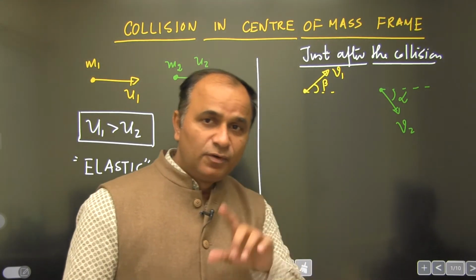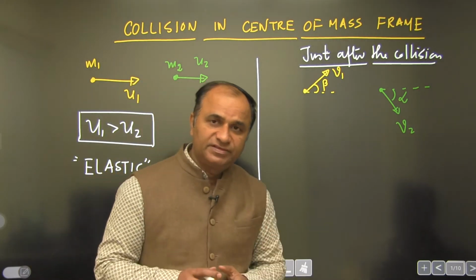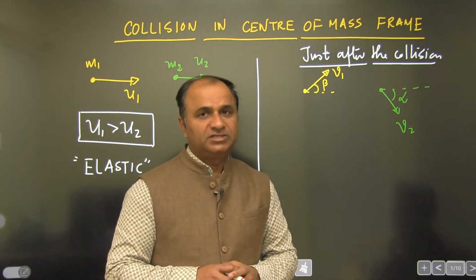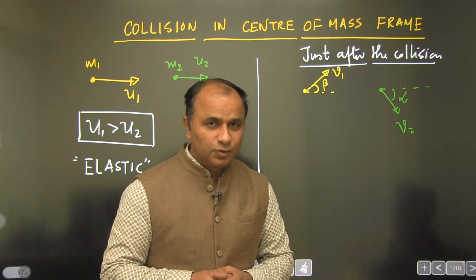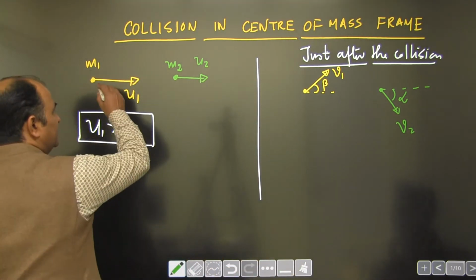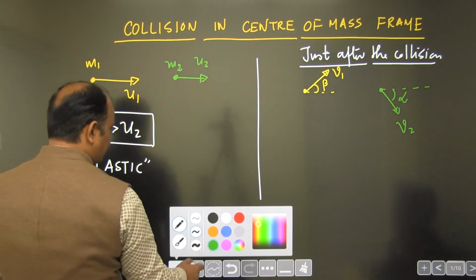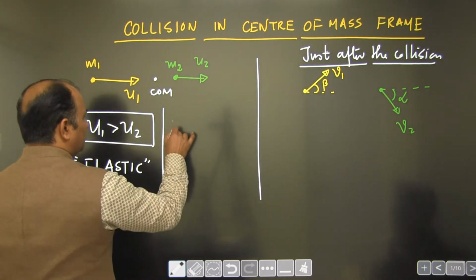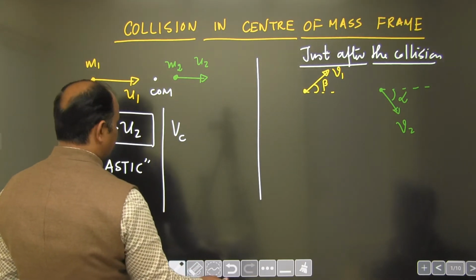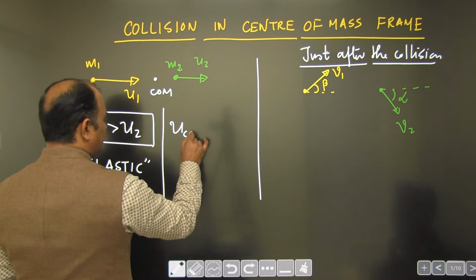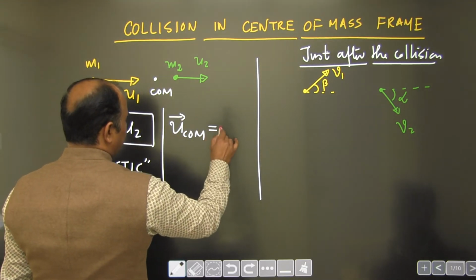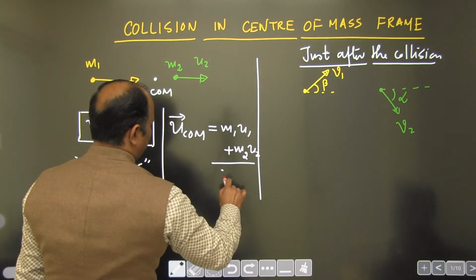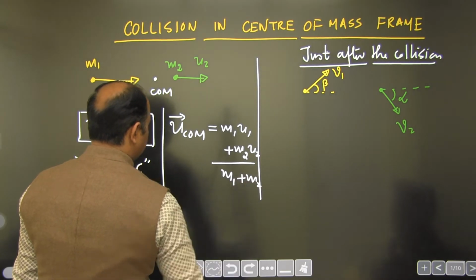Before that, I want to emphasize what happens when we see this collision from the center of mass frame. This means the observer is located in the center of mass itself. So the center of mass of these two particles is located somewhere here. This is the center of mass. So the velocity of center of mass can be calculated using the formula. This is the initial velocity, so I write this as u center of mass. It can be calculated as (m1 u1 plus m2 u2) divided by (m1 plus m2). So this is what is called the velocity of center of mass.